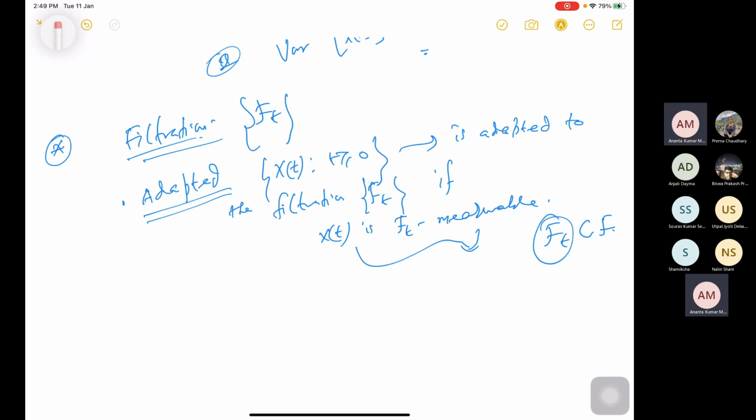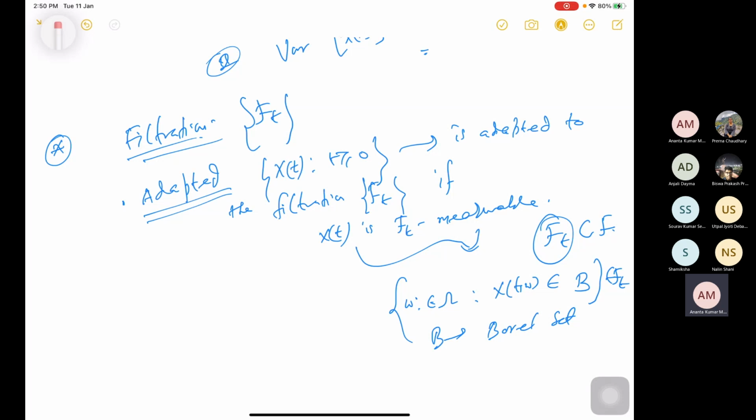So what do you mean by Ft measurable? You already know. It means all those omega in my set Omega such that X of t omega is in B belongs to F of t, where B is a Borel set of R, since we are looking for a real valued stochastic process. This is the meaning. We can think of Xt as the price of some asset at time t, and Ft as the information obtained by watching all the prices in the market up to time t. So this is kind of the history of the process.